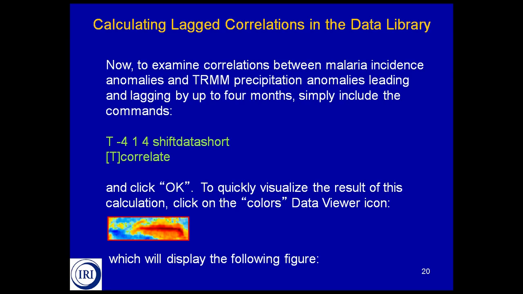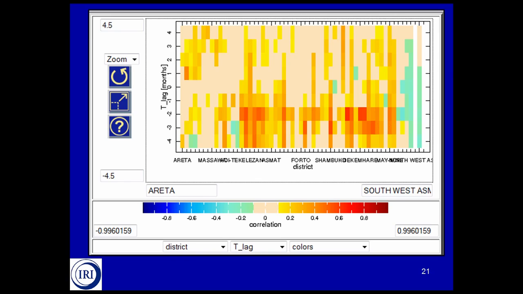Then you would click OK, and to quickly visualize the result of this calculation, you can click on the Colors Data Viewer icon, and that will display the following figure. And what you see on this figure is, along the horizontal axis, the names of the districts or subzobas in Eritrea. You don't see all of them here just because of a lack of space. And then along the vertical axis you see the time lag going from -4 to +4.